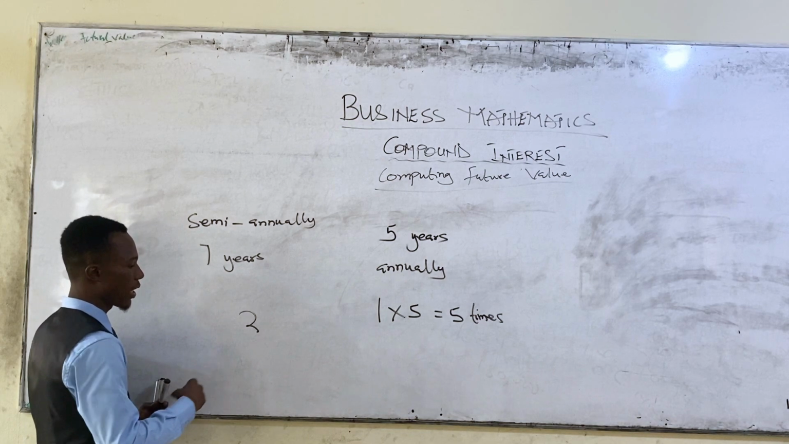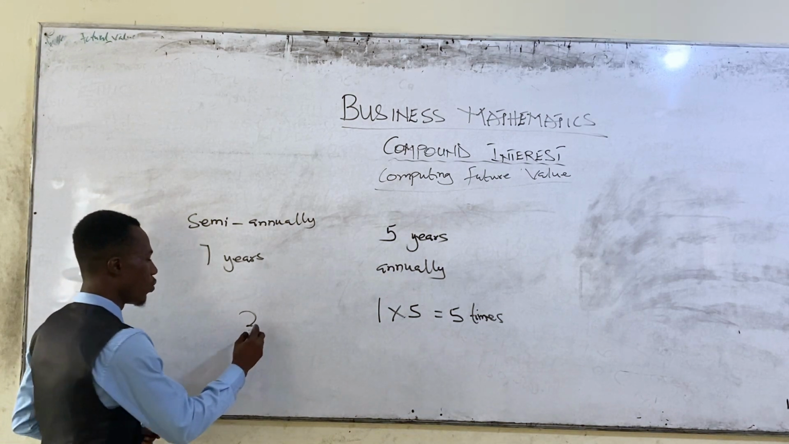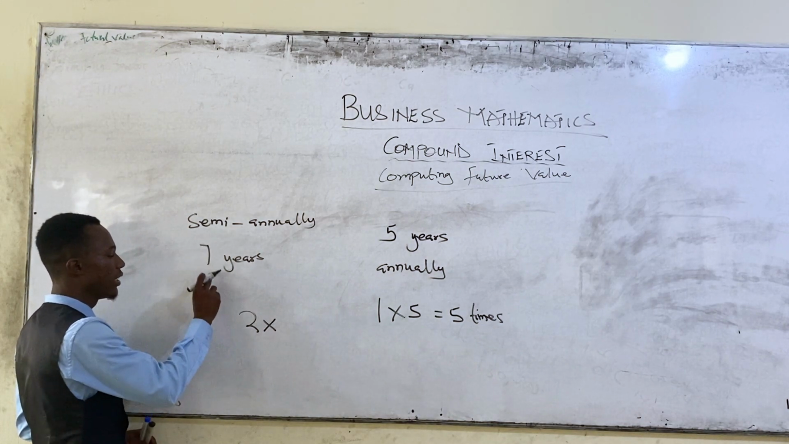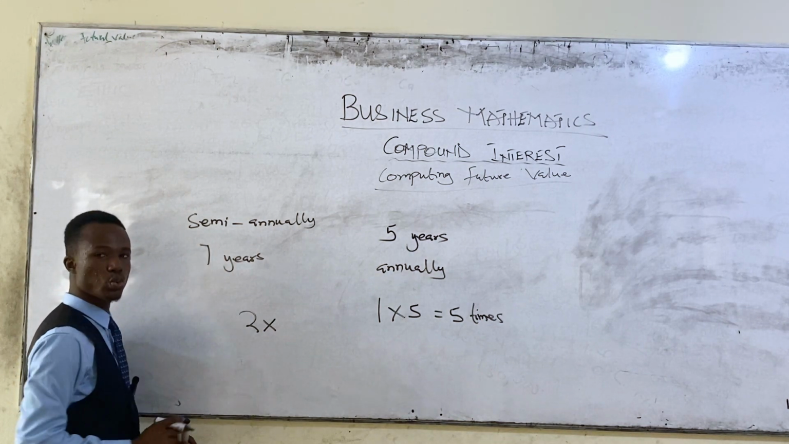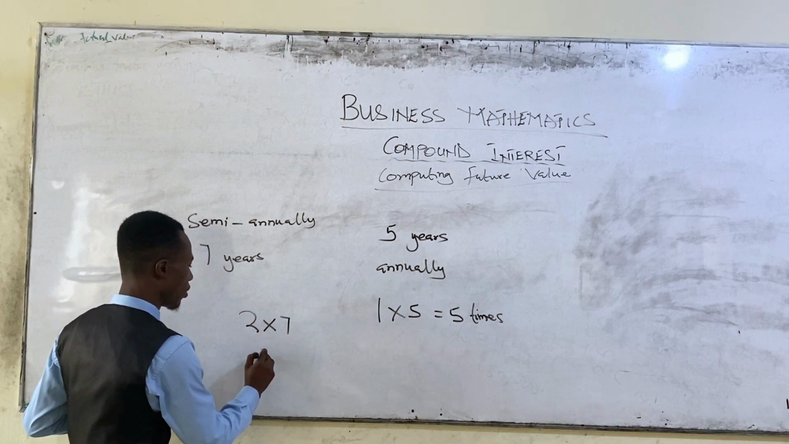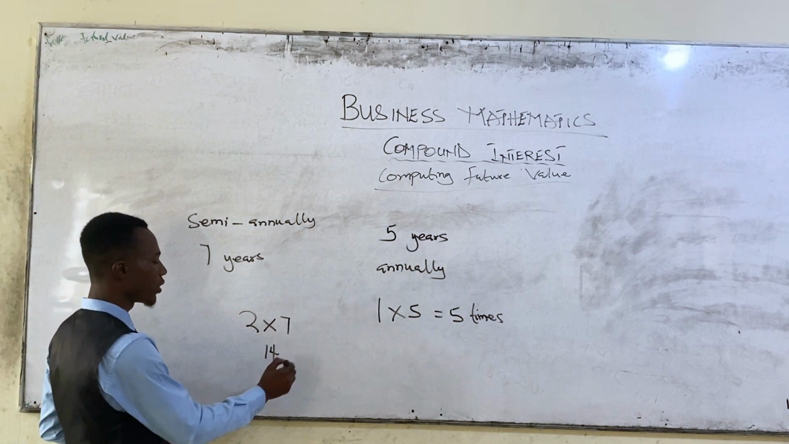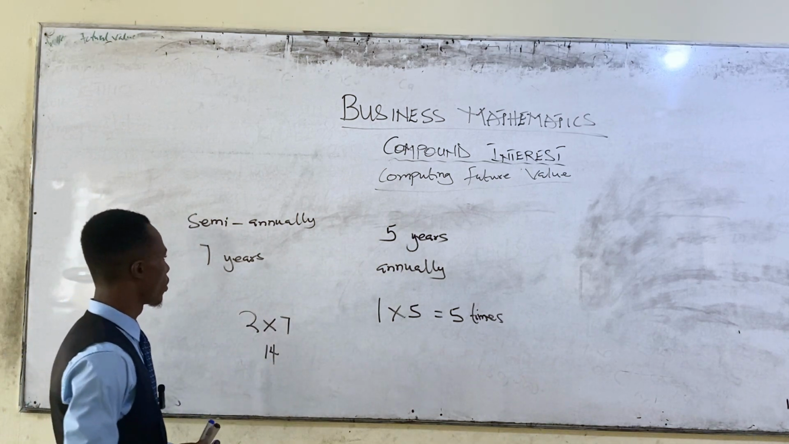Okay. Then after calculating the interest 2 times, we will multiply it by the whole 7 years. So if it is 7 years, each year we will calculate the interest 2 times. So 2 times 7 gives us 14. So it means you are going to compound the loan 14 times. Okay. 14 times.